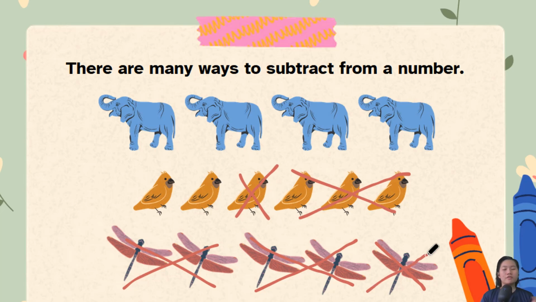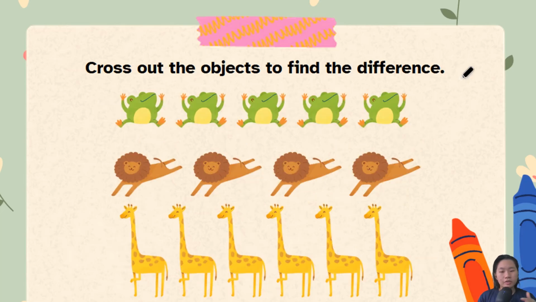Now, 5 minus 5. You should remember this. It's very simple. 5 minus 5. What is the difference? It is 0. Okay, 5 minus 5 is 0. Now, let's have a little bit of an exercise. We have a bunch of animals over here. What do we have? We have a frog, a lion, and a bunch of giraffes. We're going to cross out some of them to find the difference. All right? Now, I'm just going to start crossing out randomly, and then you tell me what the difference is.